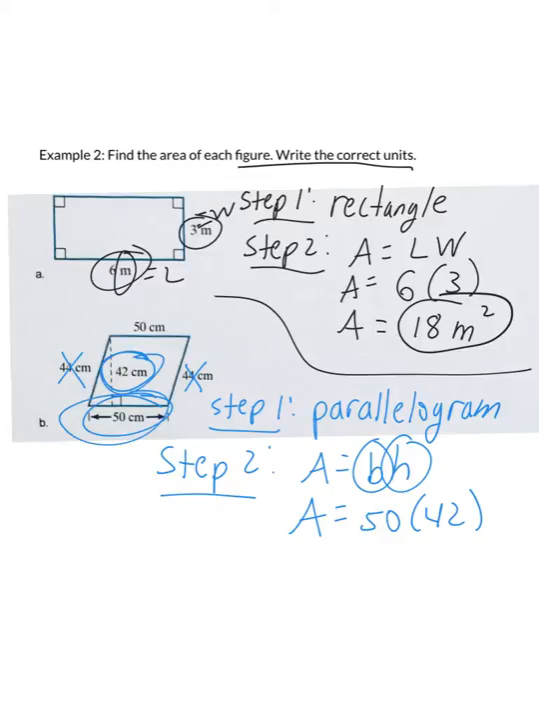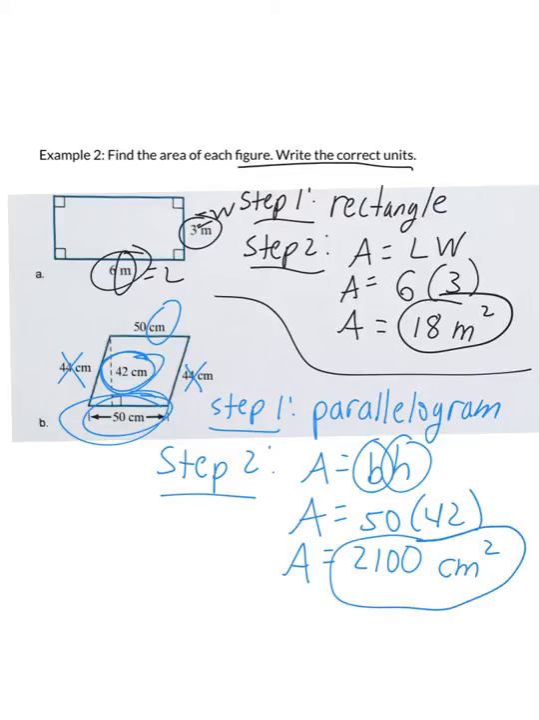And when you do 50 times 42, you get 2,100. The units of the original picture were centimeters, but you should automatically square your units whenever it asks for area. So 2,100 centimeters squared, or square centimeters, you could say it either way, is the final answer for part B.